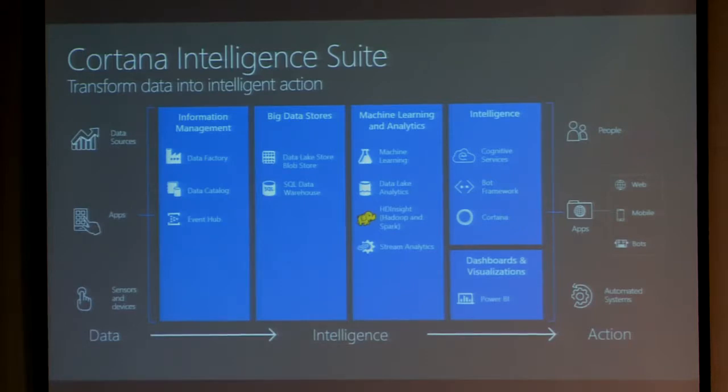We have the Azure Data Catalog, which is a way to help you publish information about your data sources so that other applications and other users can then discover and leverage those data sources. Then, of course, Event Hub is the way to pull that IoT information in. Once you pull it into the system, we have a number of different stores: the more recent Data Lake Store, traditional blob storage, as well as SQL Data Warehouse.